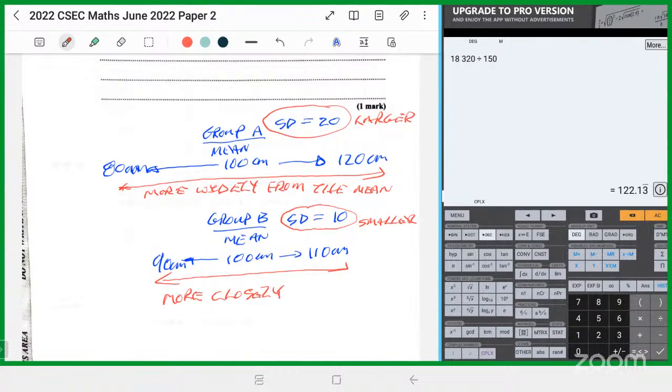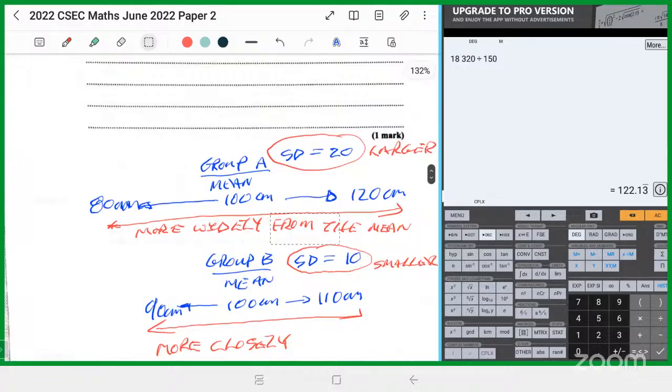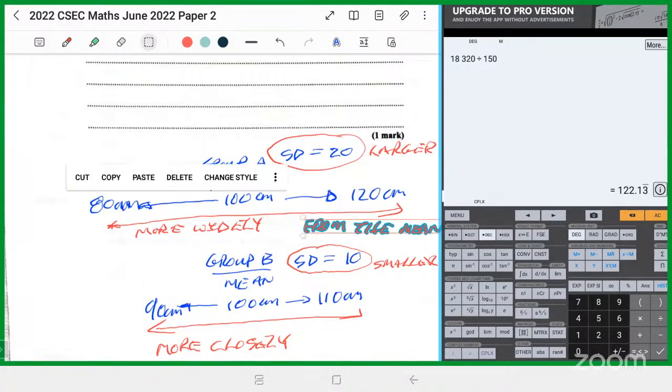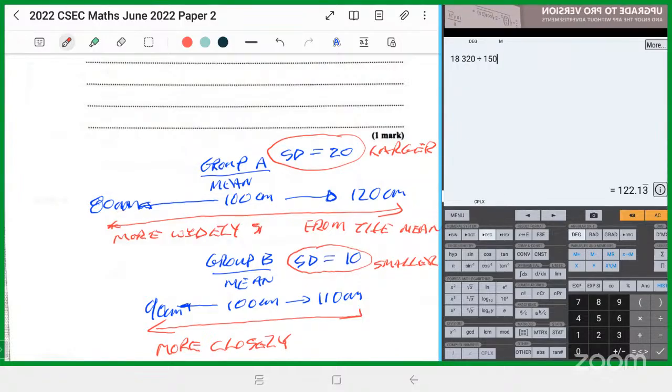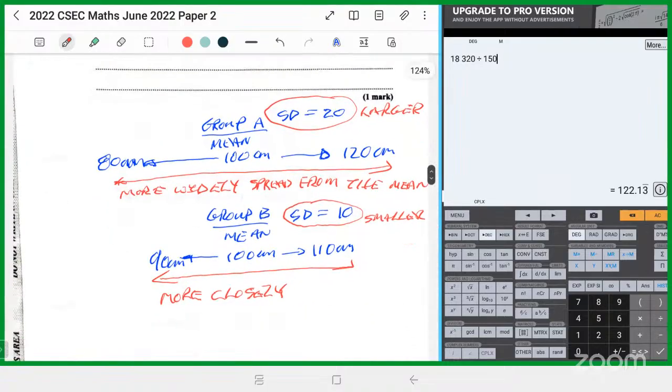I need the word spread inside here. More widely spread from the mean. More widely spread. The measure of spread. Let's write it properly, Mr. Shaw. We need the word spread out here, the measure of spread. And here it is more closely spread from the mean.